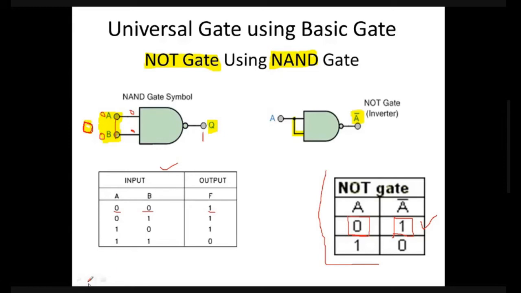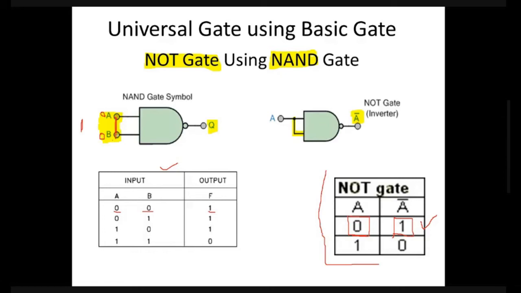Then the next is nothing but the second input. We are going to make the second input. What is the second input? Second input is considered as a 1. This 1 we are giving to A and B.